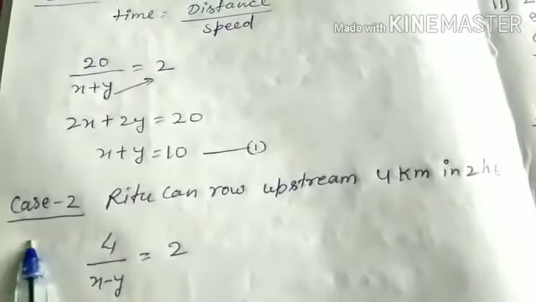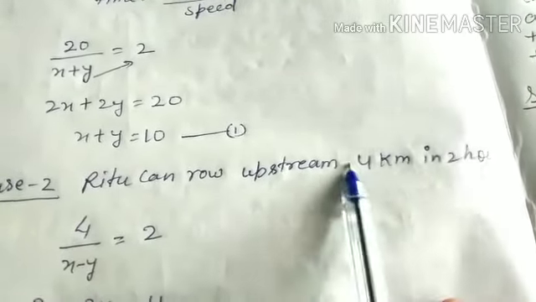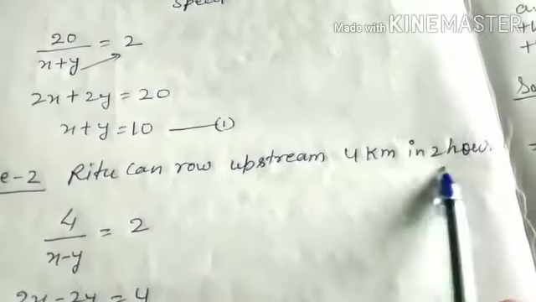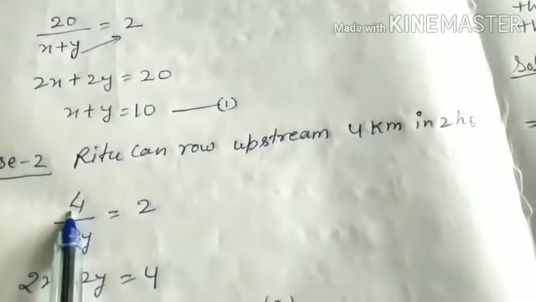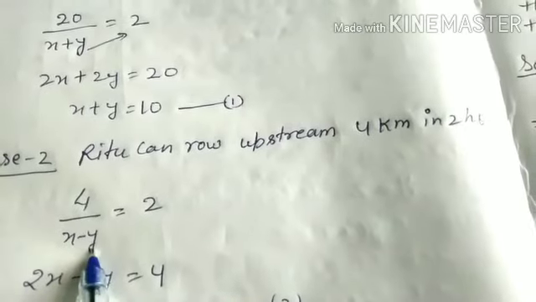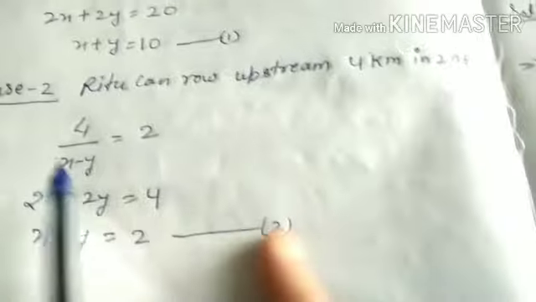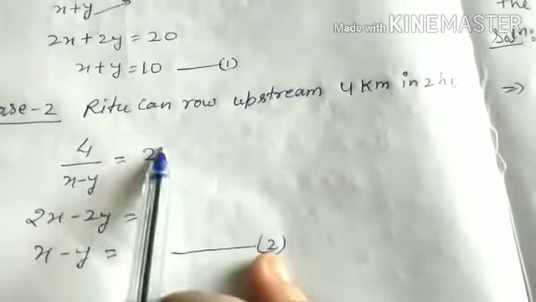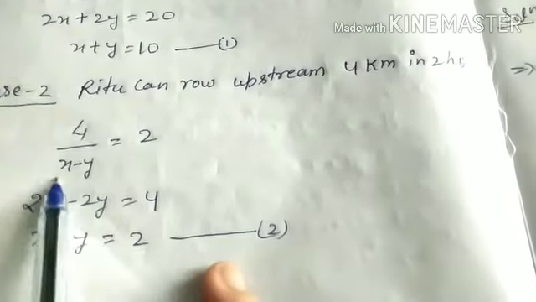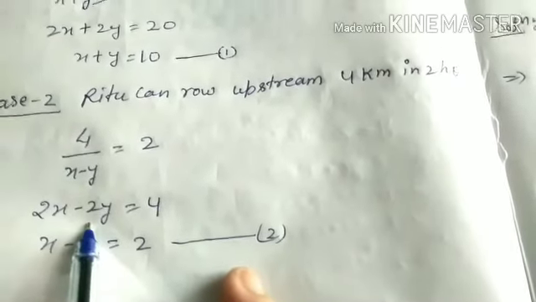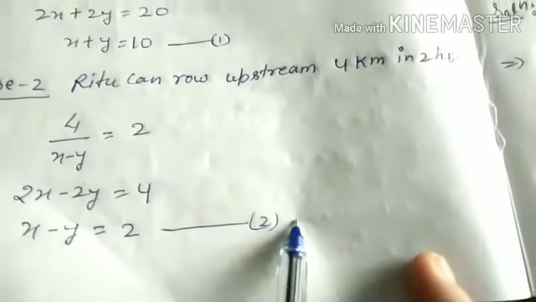Case 2: Ritu can row upstream 4 km in 2 hours. Total distance she covers is 4 km and the time taken is 2 hours, and the speed will be x minus y because she is going upstream. Now cross multiplication: 2x minus 2y is equal to 4. Again we can take 2 as common, 2 into 2, dividing by 2, 2 twos are 4. So x minus y is equal to 2. This is equation number 2.